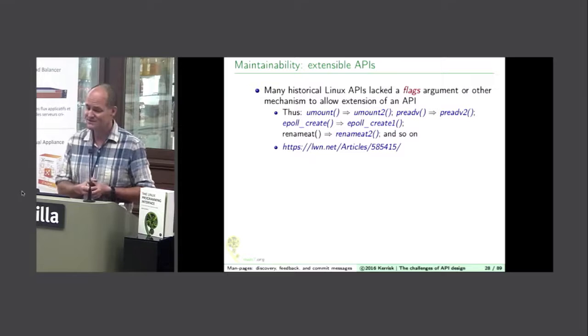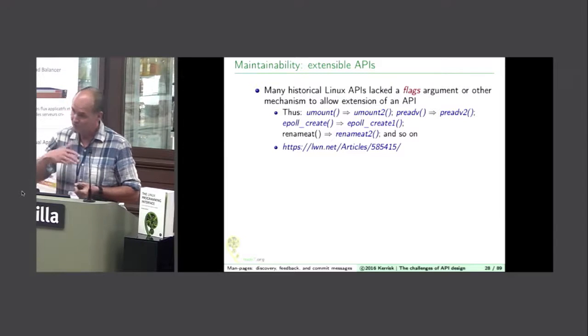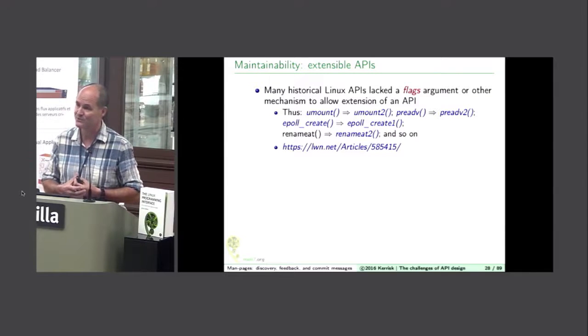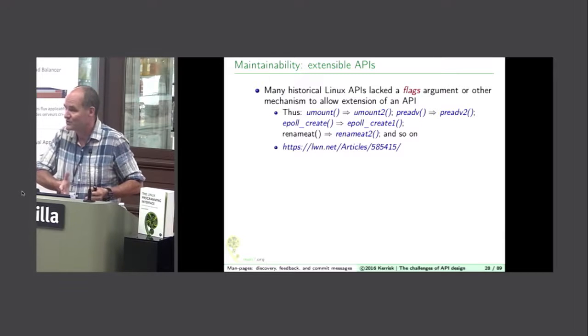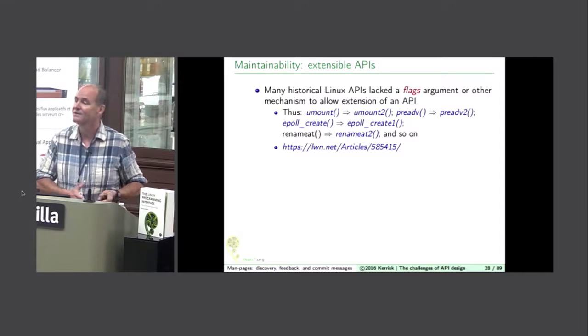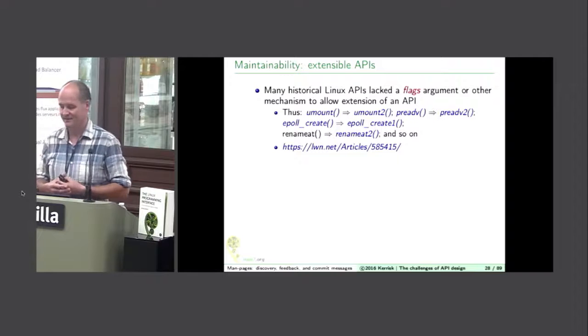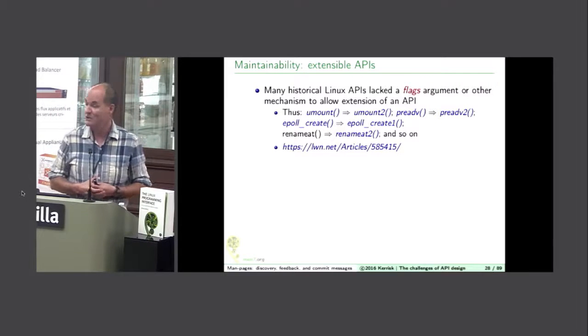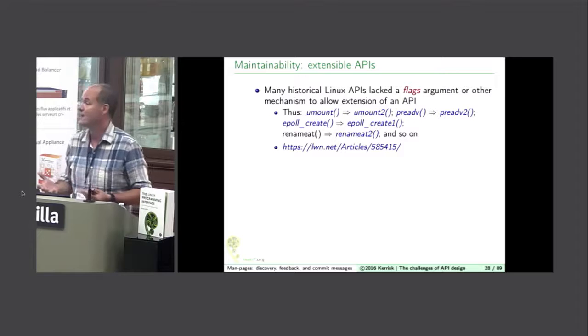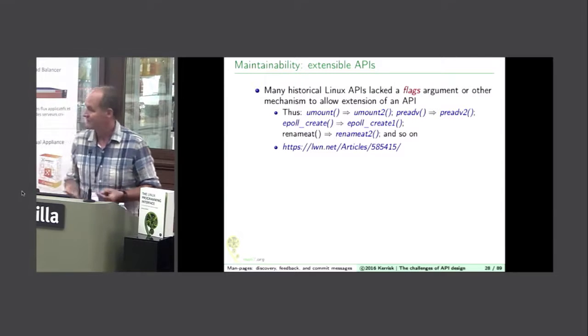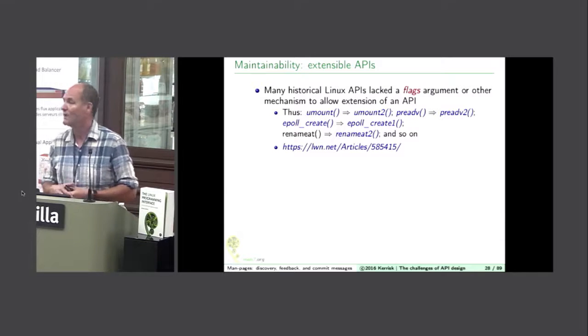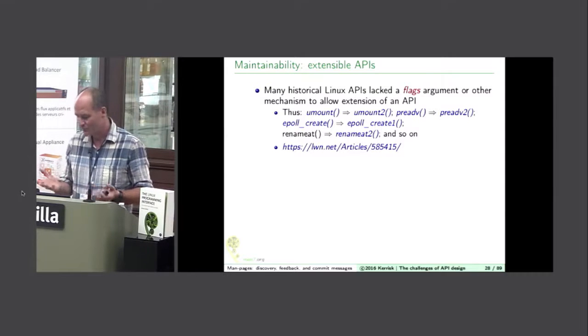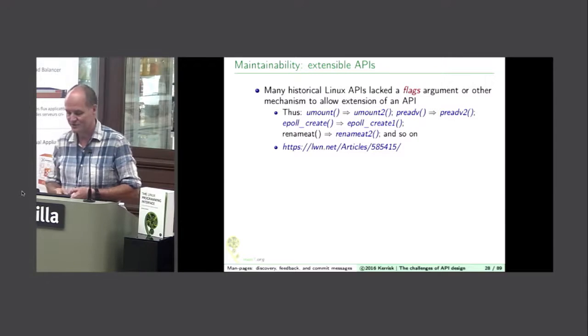So we ended up in this bizarre situation where we've got a whole lot of replacements of existing system calls that are just like the old system calls, except they've got a flags argument, so that we could then start extending the interfaces. Some of those are historical system calls we inherited, but some of those are stuff we did ourselves, like epoll_create, which was a purely Linux-specific interface. We didn't have a flags argument, so now we have epoll_create1, renameat2, and so on.